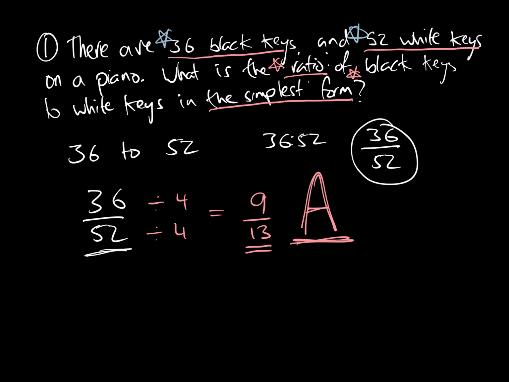Answer choice B is a trick answer choice because that answer choice says 13 over 9, 13 to 9, but this is wrong because in the question we have 36 first and 52 second. So we need to keep the ratio with the first number and the second number, first and second.